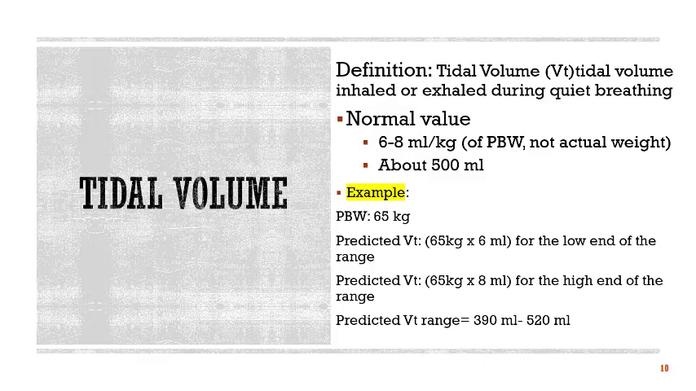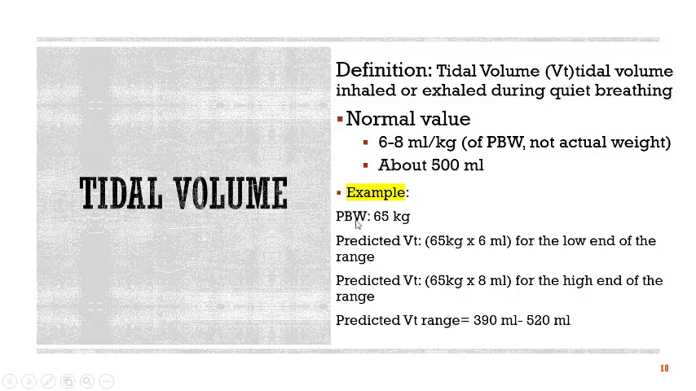Tidal volume definition is inhaled and exhaled during quiet breathing. The normal value, and I want to draw your attention to this range here because you are going to memorize this. The normal value is 6 to 8 milliliters per kilogram. And this is using predicted body weight, not actual weight.